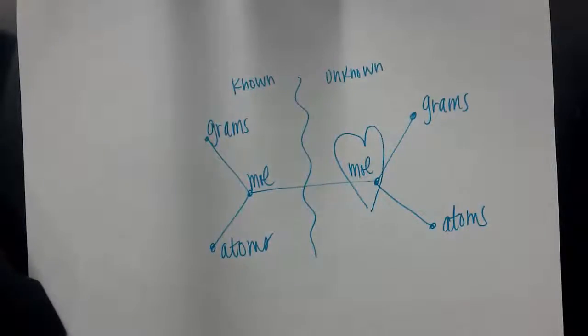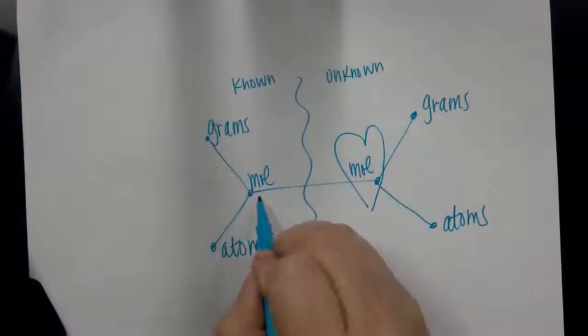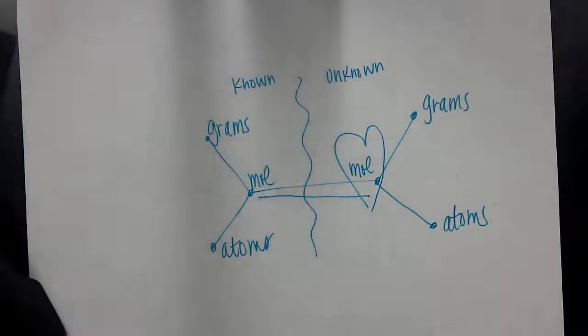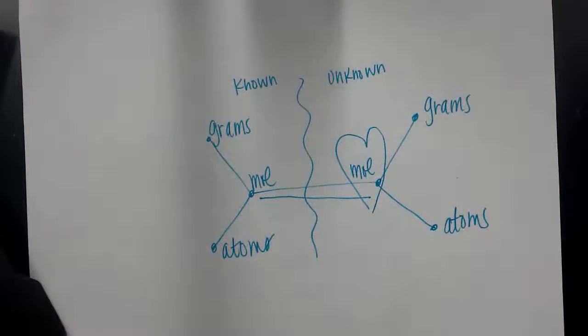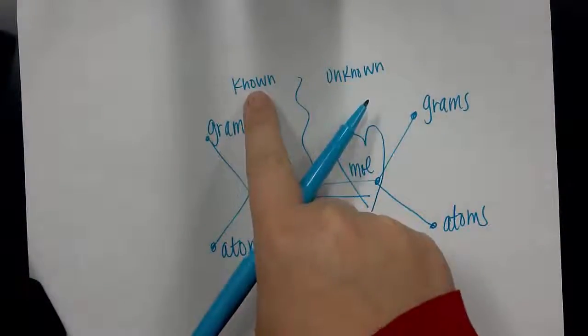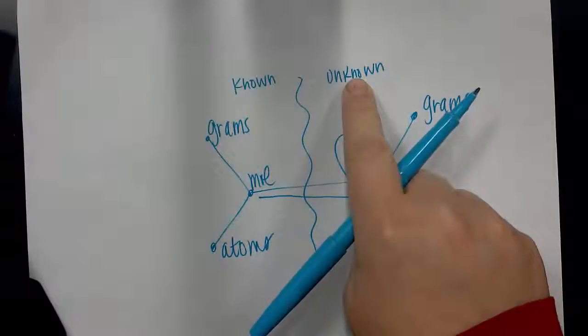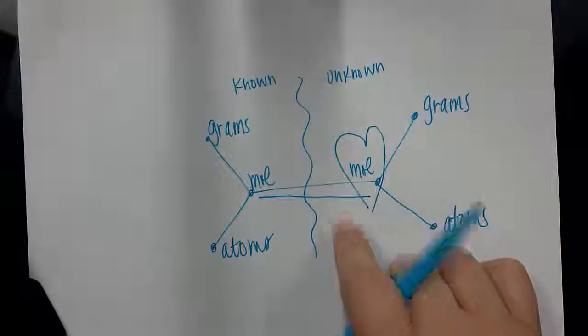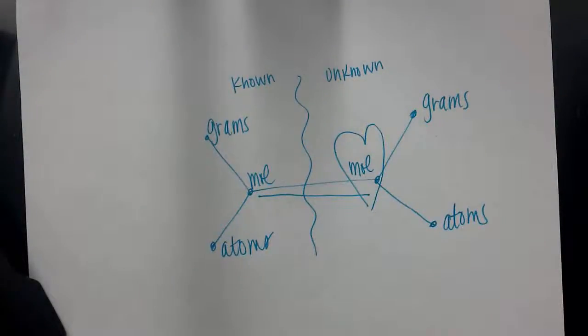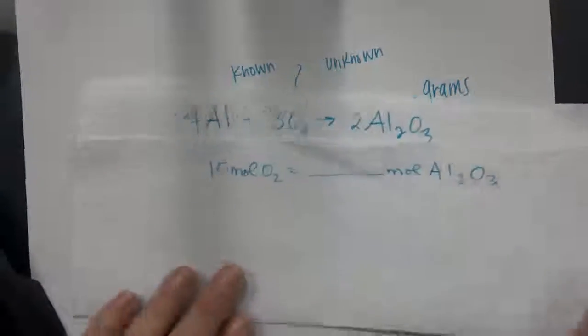I'm just going to show you today how we move from mole to mole, the known mole to the unknown mole. What that means is that I'll give you the amount of this one, and this is a different formula, and we're looking for the amount in it. The steps are going to be the exact same.